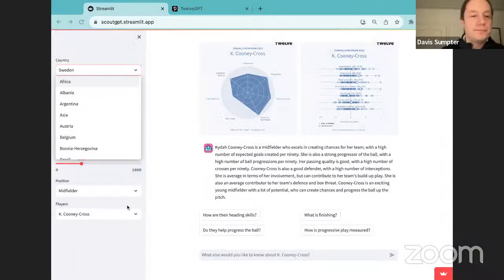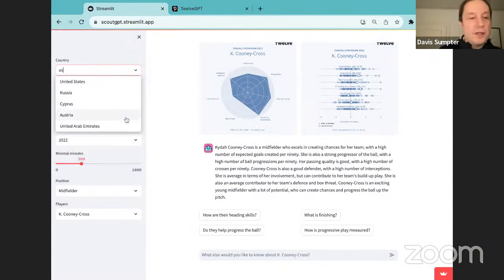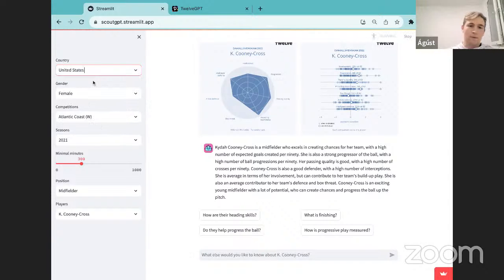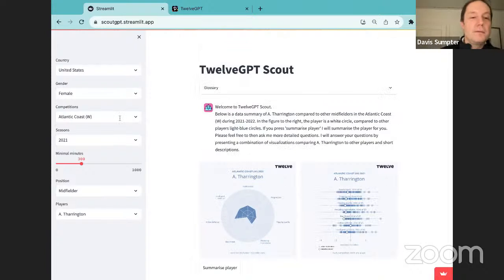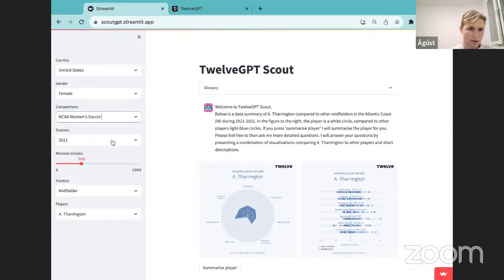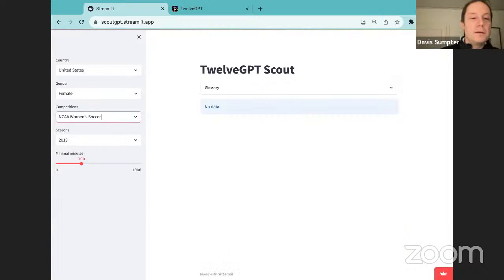I missed that one. And so do I go to USA? Yeah, we currently only have the women's league. So yeah, stay there. I think if you take NCAA Pacific, then we have enough data to do some comparison there. Okay. No, the Pacific League. Pacific.